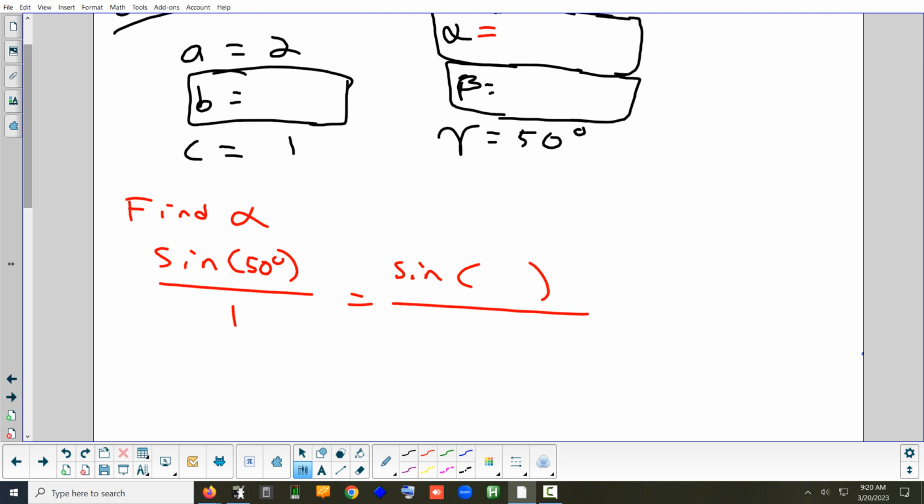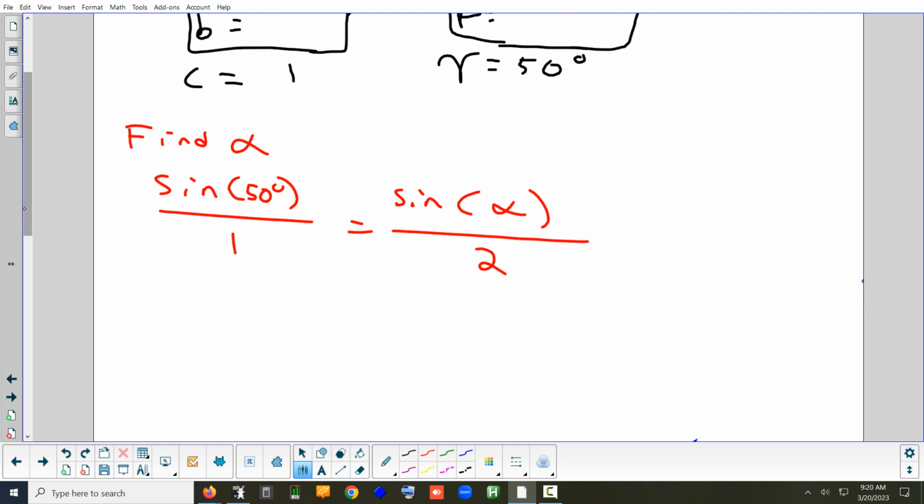2. Right? You want to multiply both sides by the denominator you're trying to get rid of, because your goal is to get alpha by itself eventually. But let's start with getting sine alpha by itself. So just times 2 and times 2. So now we've got 2 sine 50 on the left. Now we can get rid of the sine on the right. And what's going to get rid of sine? Yep. So take the arc sine or inverse sine, same thing.